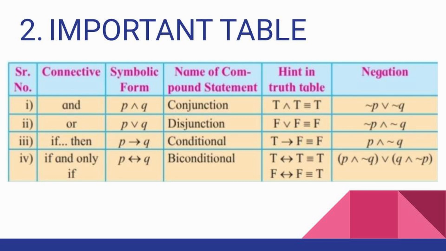In conditional, true implies false is false and all other truth values are true. And in biconditional, true if and only if true is true and false if and only if false is true and all other values are false. Just remember this table to write down connective, symbolic form and negation quickly.